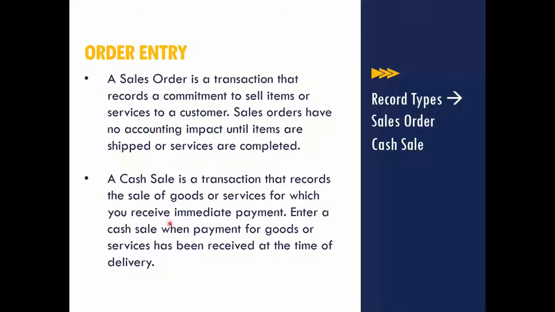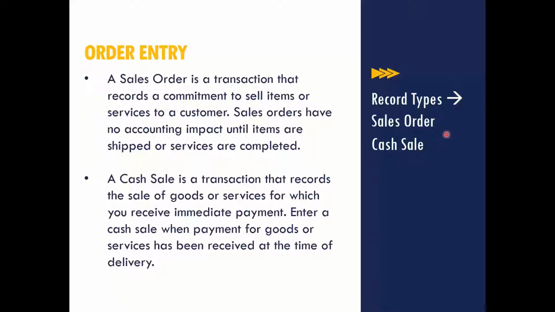So I have a little bit of an indicator over here on the right-hand side of these slides that defines the record types that we're talking about in NetSuite. So for this process, there are 2 record types that represent an order. There's a sales order and a cash sale. We'll talk about each of those in turn here.